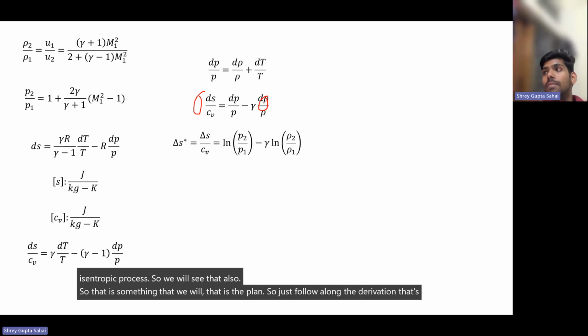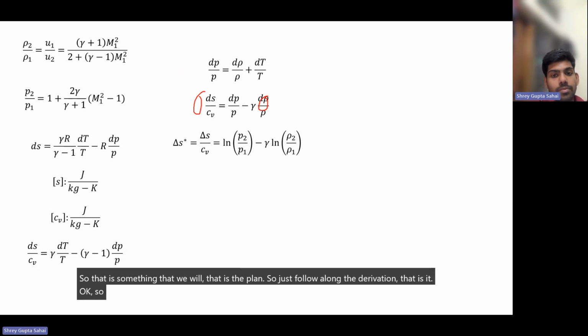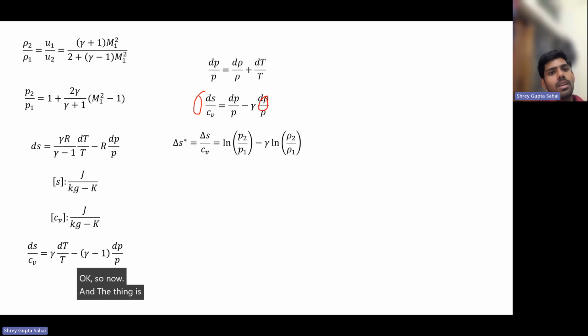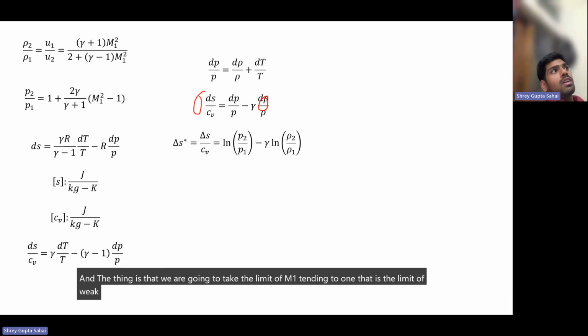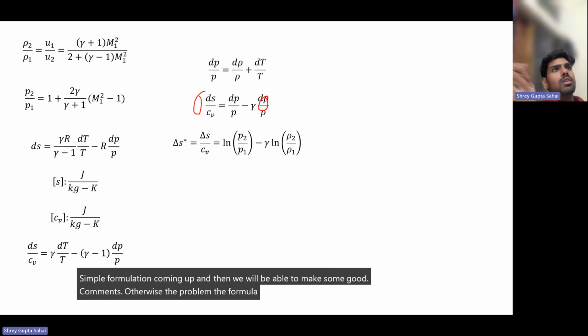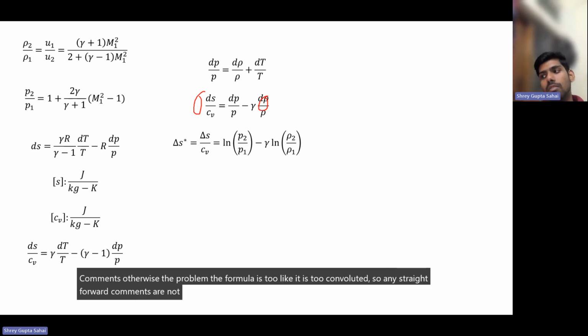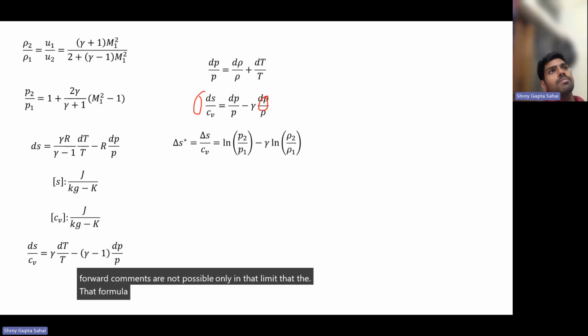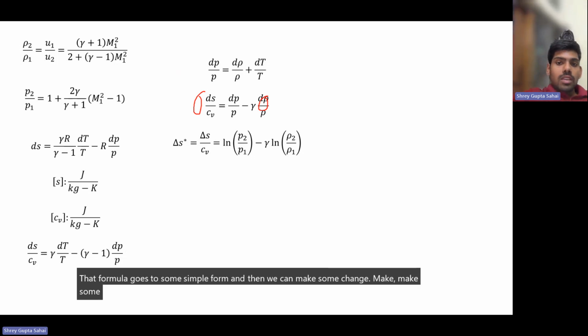That's it. Okay. So now the thing is that we are going to take the limit of M1 tending to 1. That is the limit of weak shocks. Only in that limit are we going to see some simple formulation coming up, and then we will be able to make some good comments. Otherwise, the formula is too convoluted, so any straightforward comments are not possible. Only in that limit does the formula go to some simple form, and then we can make some arguments based on that.